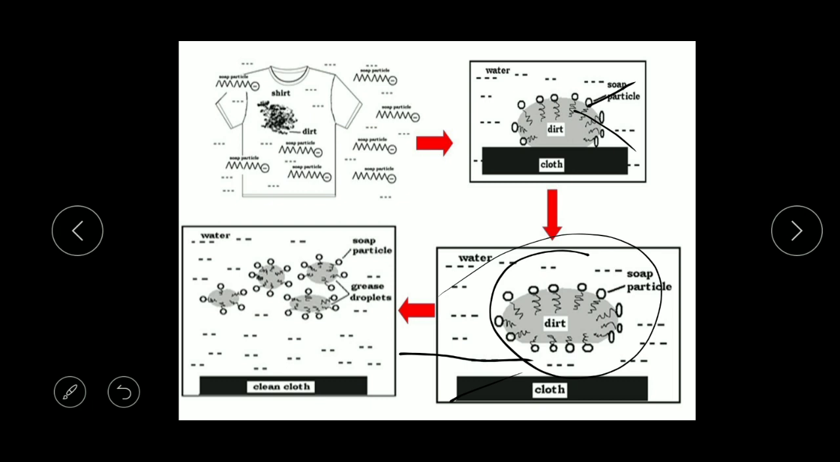Okay, I hope students, you are understanding the cleaning action of soaps, and the introduction of soaps, examples of soap and structure of soap.